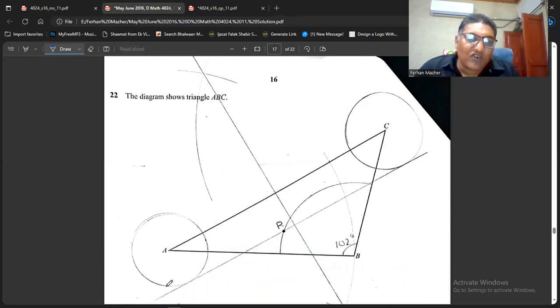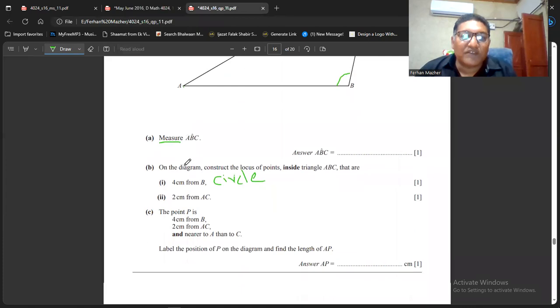You see here I have drawn a circle of 2 centimeters at A. I have drawn a circle of 2 centimeters at point C. Then I have drawn this line which is tangent to both these circles of 2 centimeters at point A and C. So this tangent line will always be 2 centimeters from the line AC. This line is parallel to AC and it remains at a distance of 2 centimeters from it.